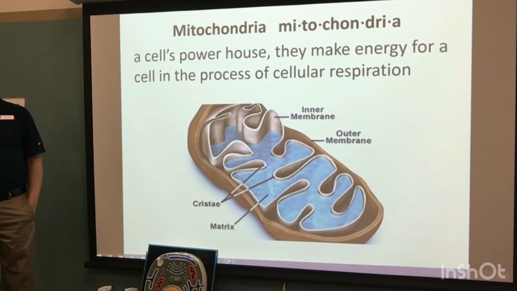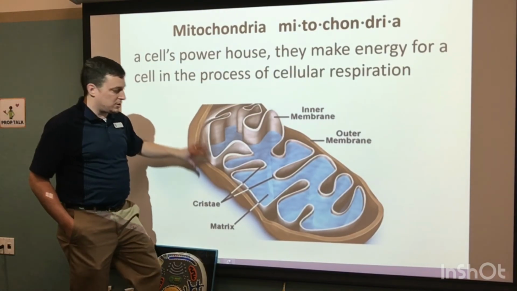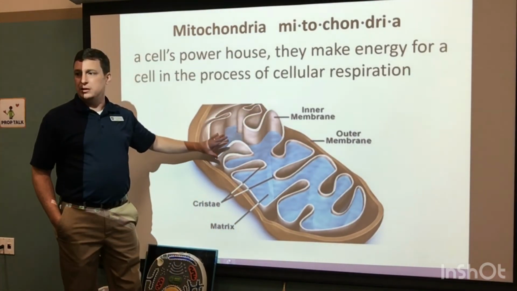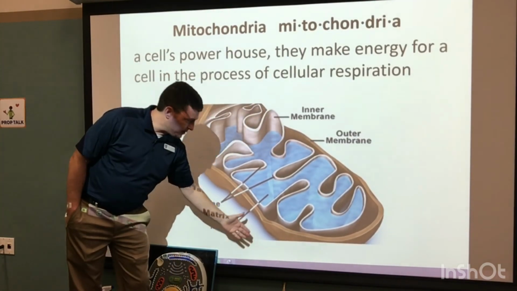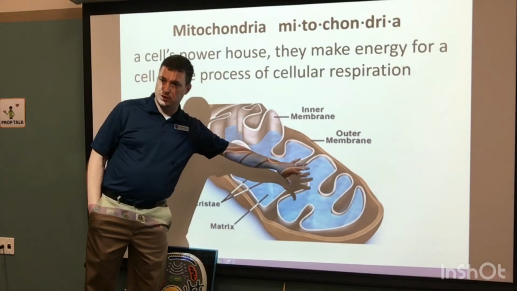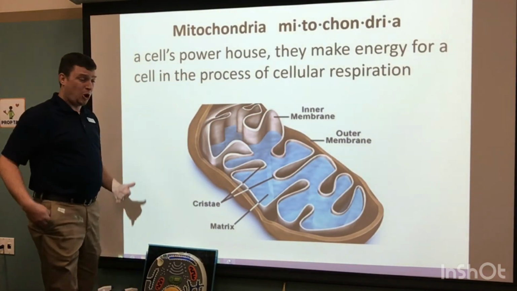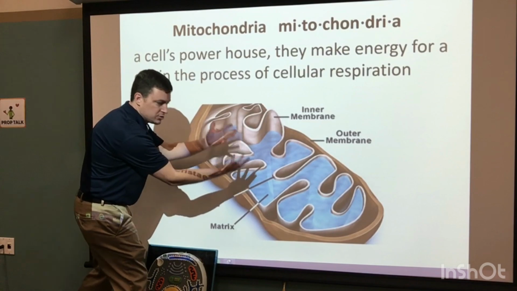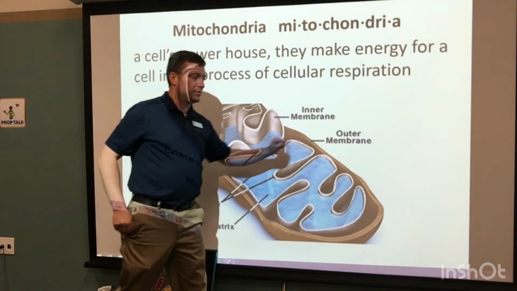Now, this is what a mitochondria would look like. It looks like a bean. And if you chop it in half, it has all these tubes and passageways in it. All it does is suck up certain ingredients and then put out energy.